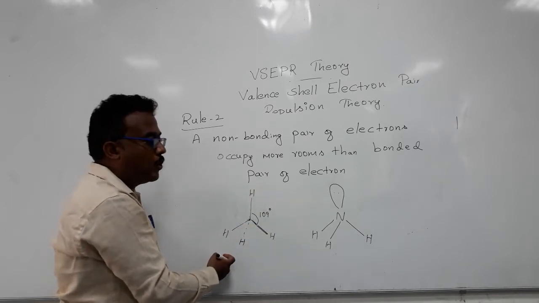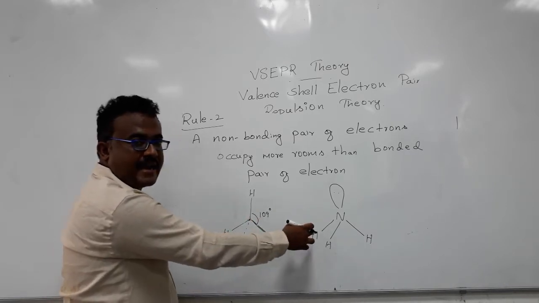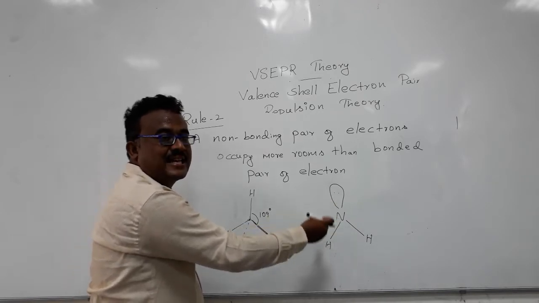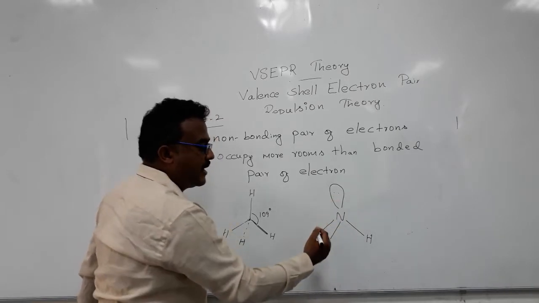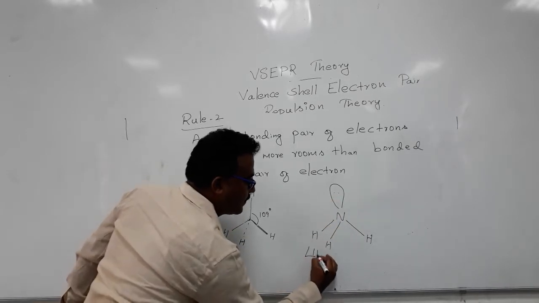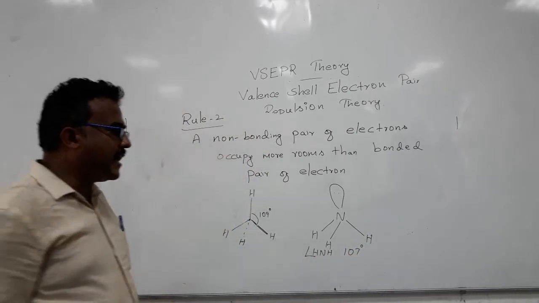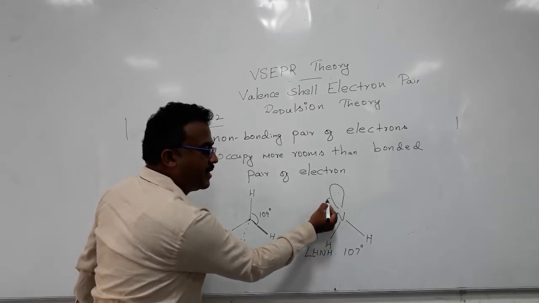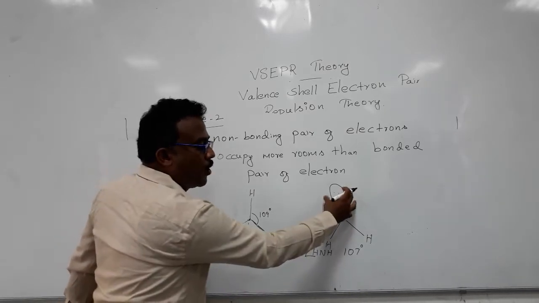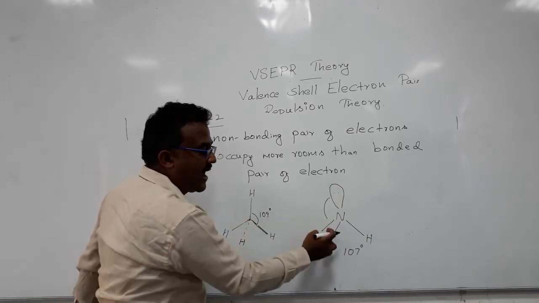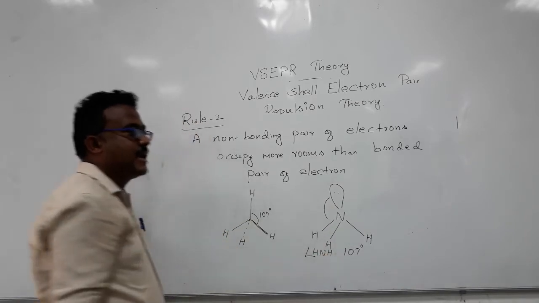So, in methane the bond angle is 109 degrees, and you can't expect the same bond angle here. The bond angle will be lesser than 109 degrees. Experimentally, it was calculated that the bond angle of ammonia is 107 degrees, because there is a repulsive force between the bonded pairs of electrons and the lone pair of electrons. That lone pair occupies more room than a bonded pair of electrons. That's why the bond angle was decreased in this case.